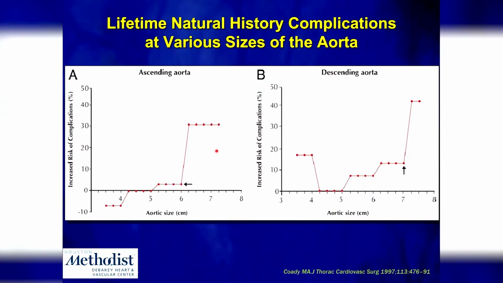Now, the lifetime natural history does come at various sizes of the aorta. So from 1997, we realized that if we follow those ascending aortas, right at the 6 centimeter cutoff, you have an inflection point where there's a significantly increased risk of aortic complications if you leave those aortas at 6 centimeters. And you could see that in the descending aorta, it's even larger, almost 7 centimeters.